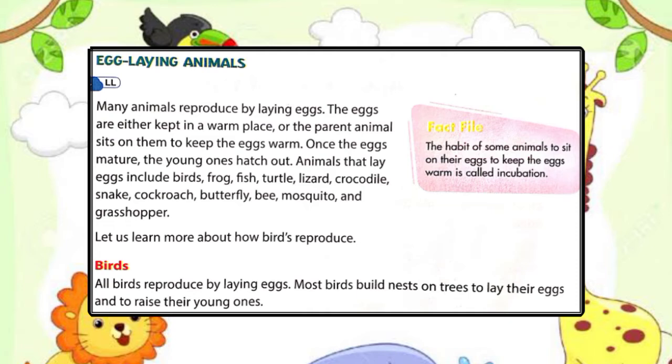Now let's understand about birds. All birds reproduce by laying eggs. Most birds build nests on trees to lay their eggs and to raise their young ones. The main characteristic of a bird is feather. No other animal has feather. Other important features for birds are wings and hollow bones. Birds also lay eggs like reptile, however they are warm-blooded like mammals.